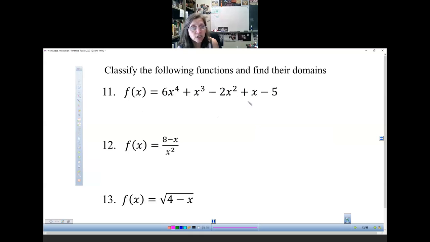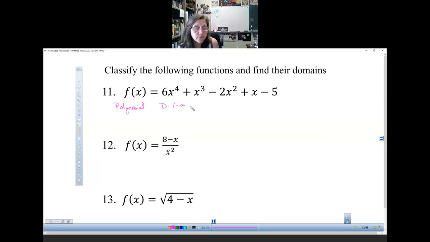It has x to the fourth, x cubed, x squared, x, and a constant. There's no exponents that are fractions. There's no exponents that are negative. There's no square roots. There's no denominator. So it is a polynomial function. So we classify this as polynomial. And the domain is all real numbers.